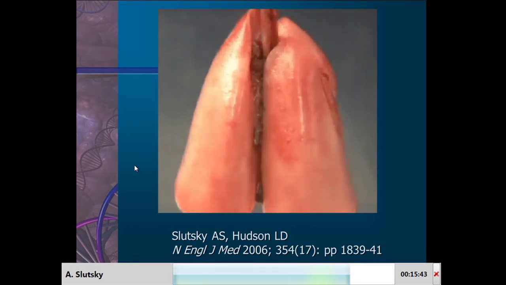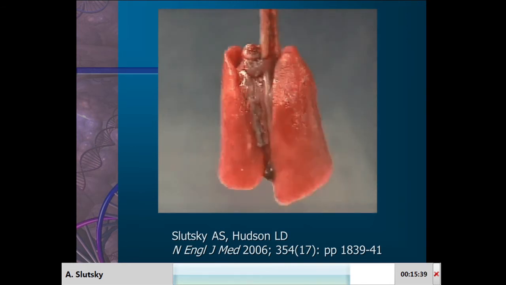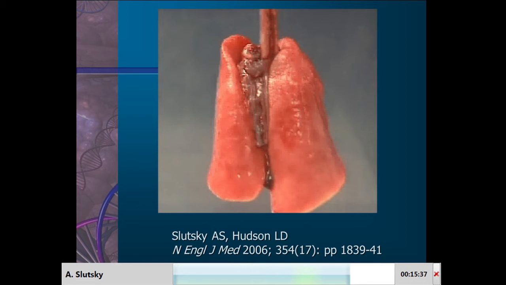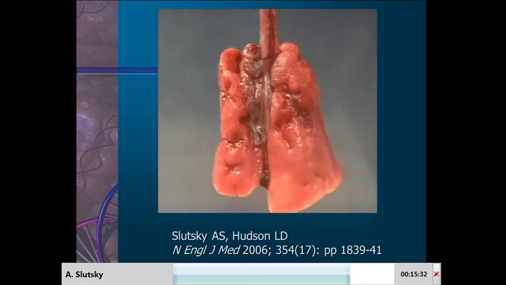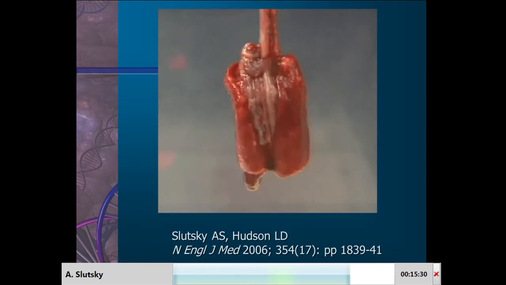Next breath, keep the PEEP. We're now going to decrease the PEEP. The PEEP goes down to 0. First inflation, pretty uniform inflation. But look what happens afterwards. The very next breath, you can see that there are areas of lung that are de-recruited again.